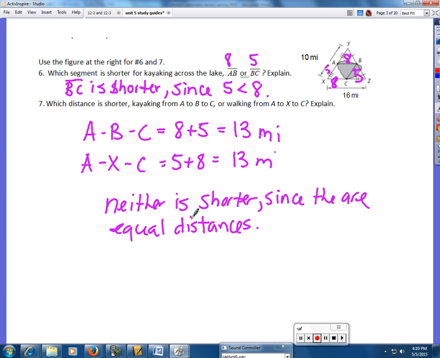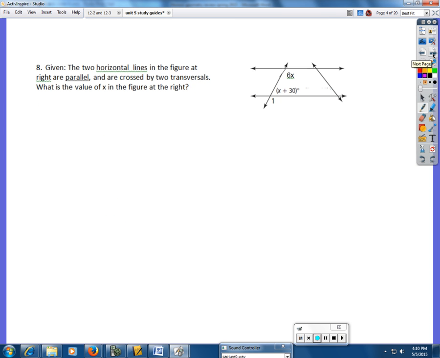And you need to show your work on your separate sheet of paper also. Don't forget. Don't just give me the answer without showing work on a piece of paper. Your next one, number 8, I have 2 horizontal lines that are parallel, because it tells me that.